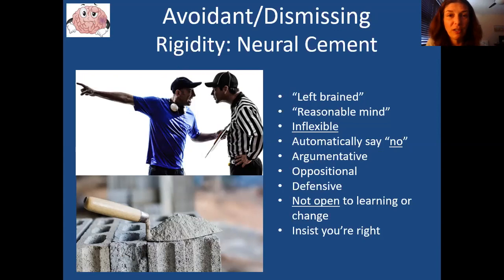Okay. There's also this rigidity where your thinking is very inflexible. You might automatically jump to a no before you even fully process the question. You tend to be argumentative, which is kind of like rigidly holding on to your point and trying to put it out there. You might tend to be oppositional, defensive, okay, and not very open to learning or change, right? If you hold your opinions very strongly and people try to influence you, you may not accept their influence. You might push them away and just keep insisting you're right, okay? So that could kind of get in the way of relationships.